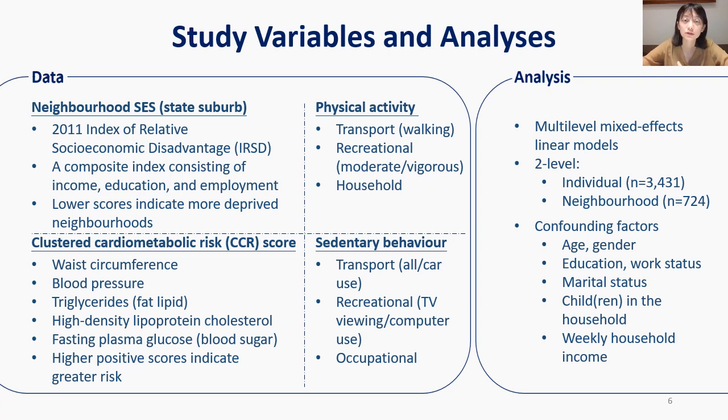For the cluster score of cardiometabolic risk, it was based on 5 biomarkers. A higher score indicates a greater cardiometabolic risk. We also identified potential mediators for different domains of physical activity and sedentary behaviors, including walking for transport, recreational physical activity, moderate and vigorous intensity separately, household physical activity, transport-related sitting time, television viewing, computer use for recreation, as well as occupational sitting time.